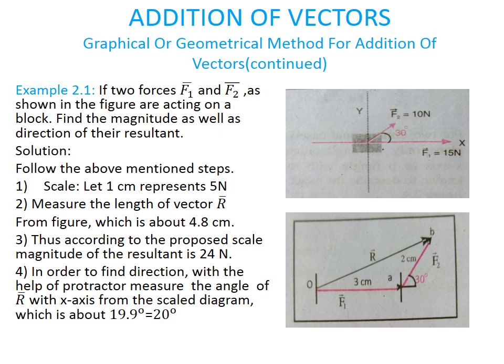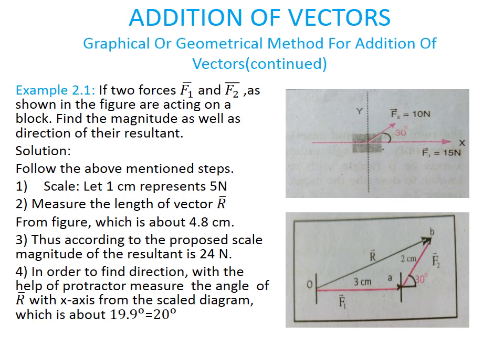Example 2.1. If two forces F1 and F2, as shown in the figure, are acting on a block, find the magnitude as well as the direction of their resultant. Now we will follow the above mentioned steps. Number 1. We will choose the scale. Let 1 centimeter represent 5 Newton.